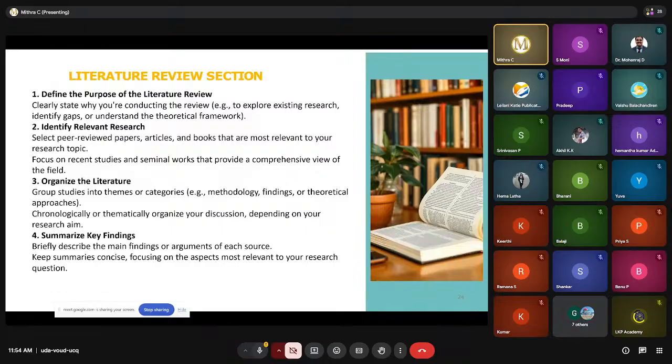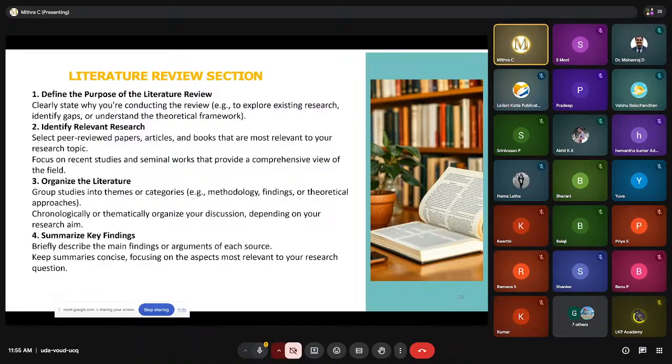Next comes the literature review section. One of the biggest headaches for researchers is the literature review section, because they feel bored about collecting all the papers and everything. For that, I have a very good tool which will sort out all your issues. Let me tell you the flow of writing that you have to follow. First of all, you need to clearly state why we are conducting the review. Followed by that, we need to give the relevant research articles. You need to select the peer-reviewed papers, articles and books to be followed, and we need to focus on the recent studies as well.